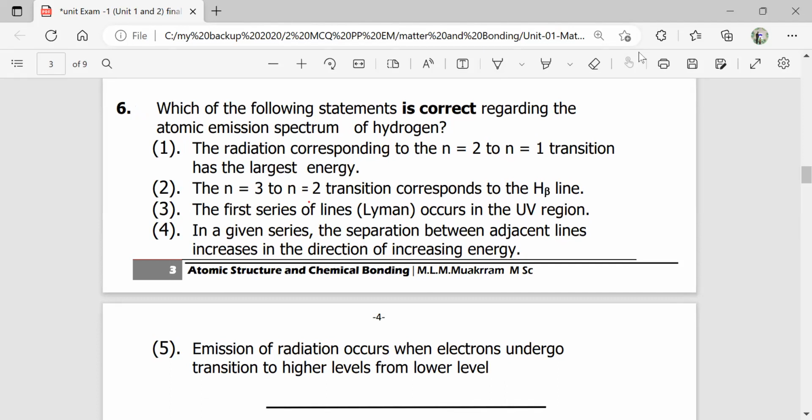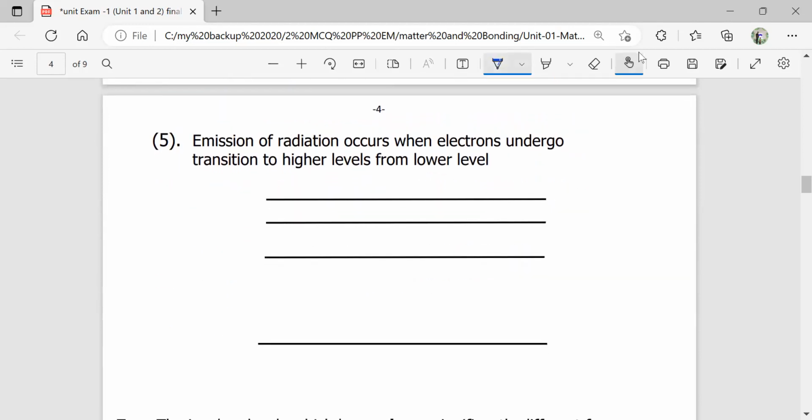Which of the following statements is correct regarding the atomic emission spectrum of hydrogen? Understand the radiation corresponding to the n equals 2 to n equals 1 transition. That's the largest energy. What do you mean by that? If you do 2 to 1, here n equals 1, 2, 3, 4.